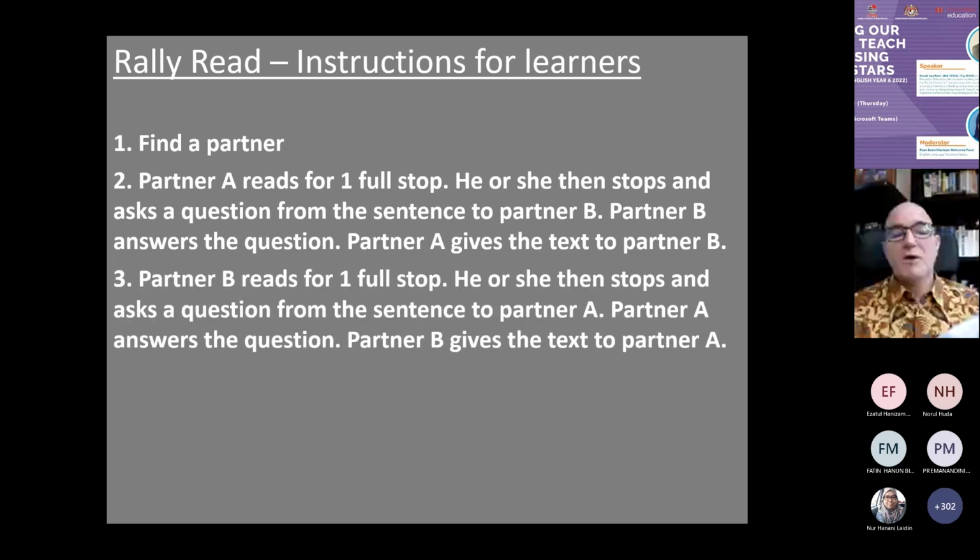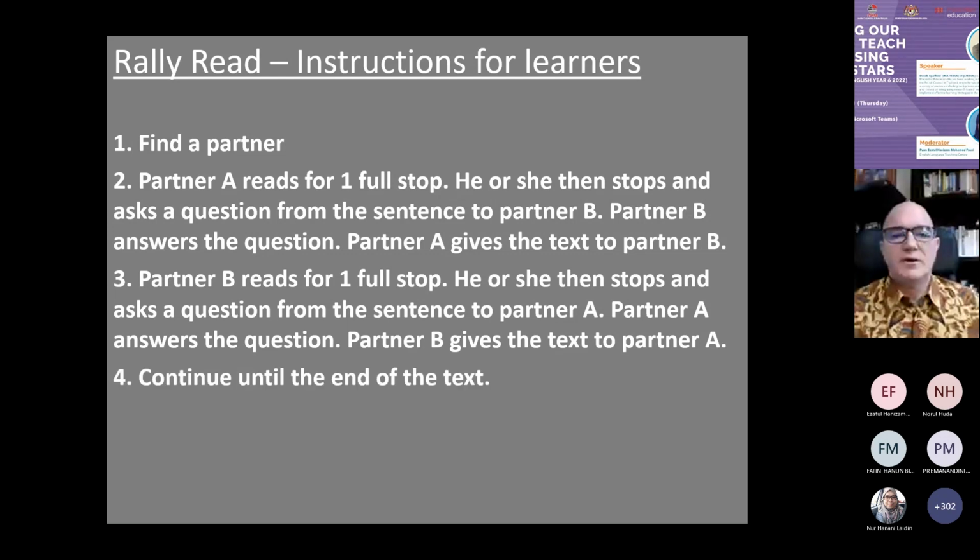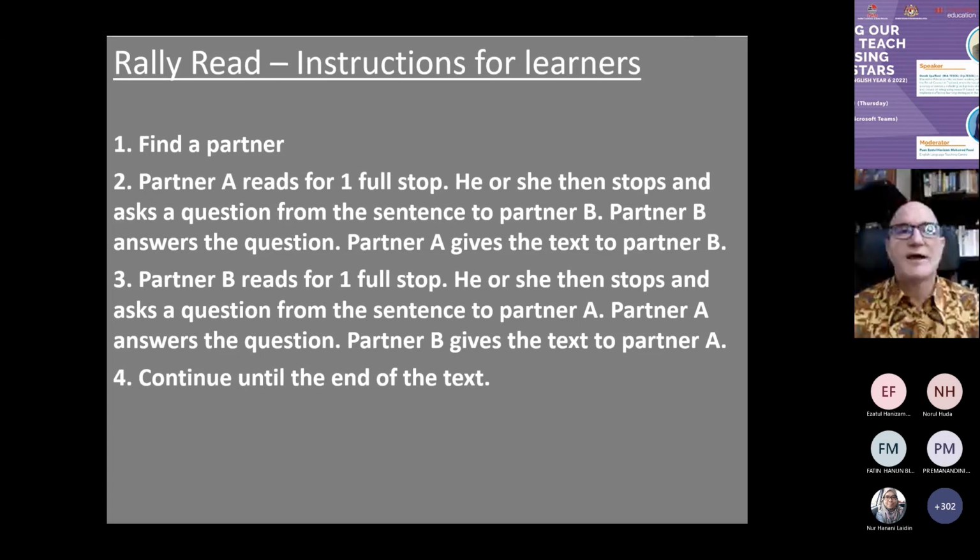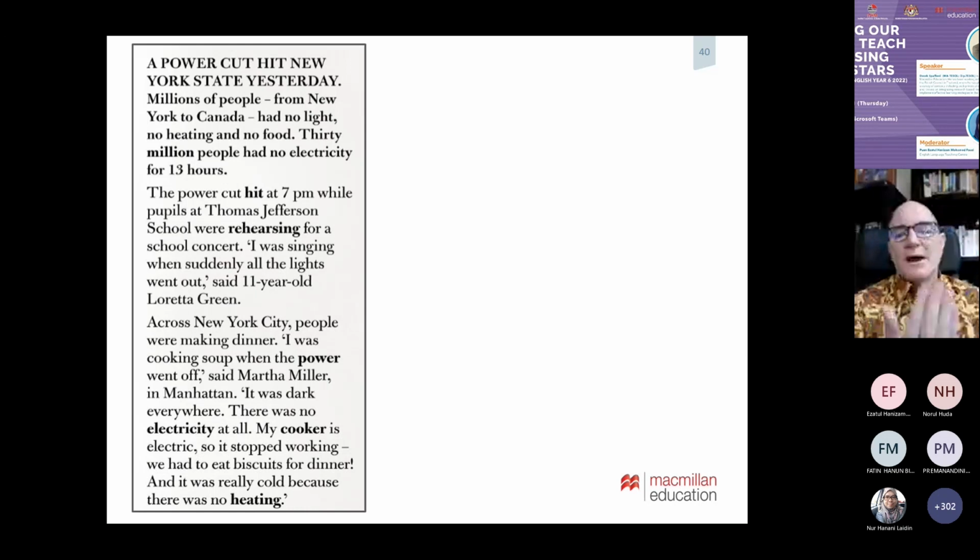Partner B will then read the next sentence. He or she then stops and will ask a question to partner A. Partner A answers. Partner B then gives the text back and forth, back and forth, back and forth, until you continue to the end of the text. Now let me make it a little bit clearer. So here's our text. Partner A will have this, and partner A only will be looking at this. Partner A will say, a power cut hit New York State yesterday.